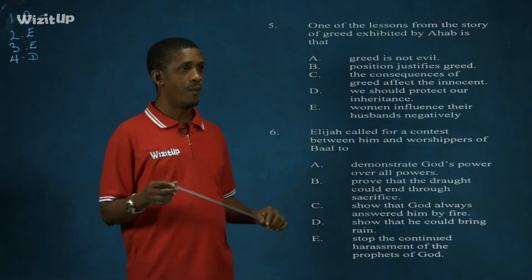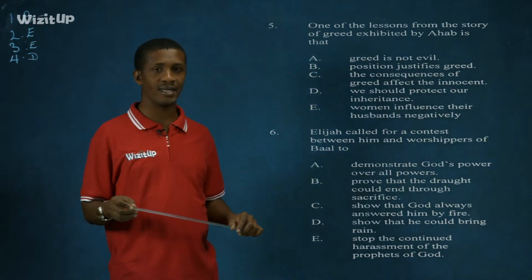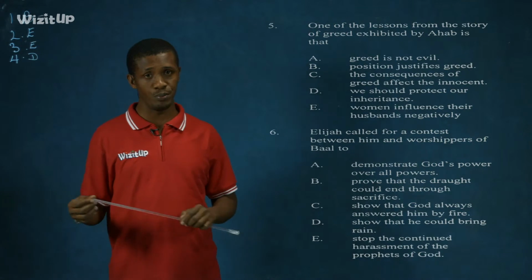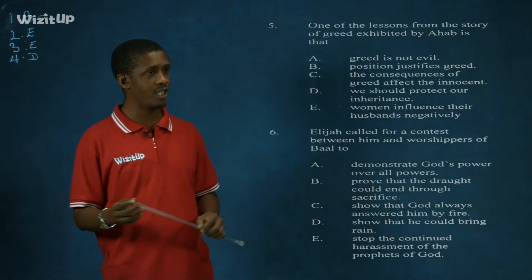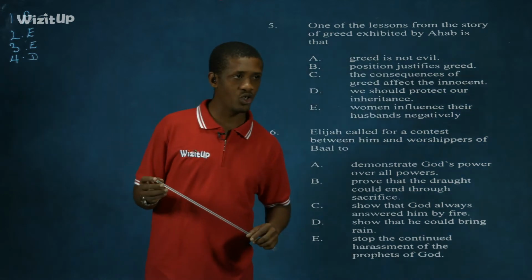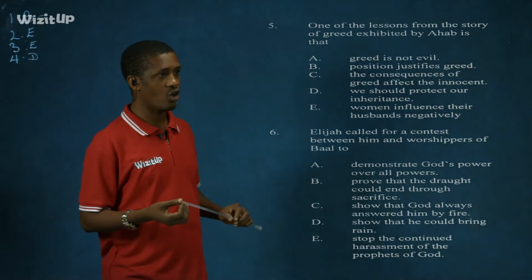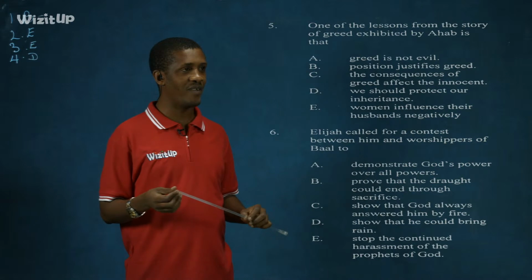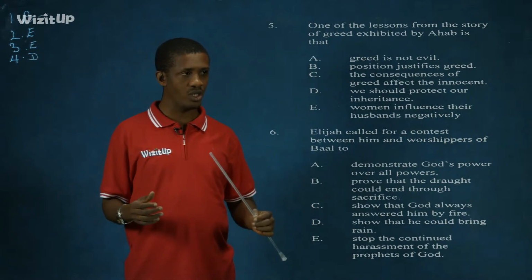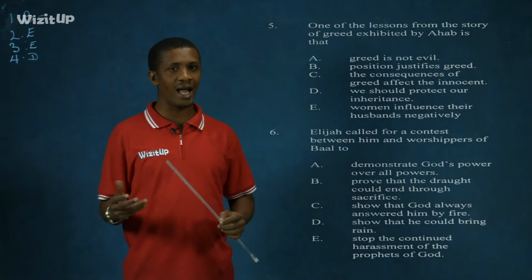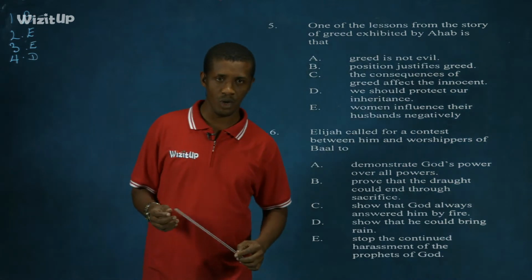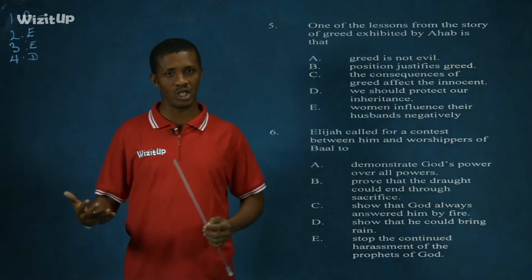B. Position justifies greed. It's not true, because Ahab's position and Jezebel's position, Ahab being the king and Jezebel being the queen, never justified the action of greed. C. The consequences of greed affect the innocent. That is true, because the consequence of Ahab's and Jezebel's greed affected the whole of the people because of the drought they experienced for 3 good years.